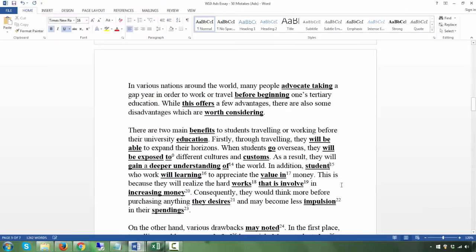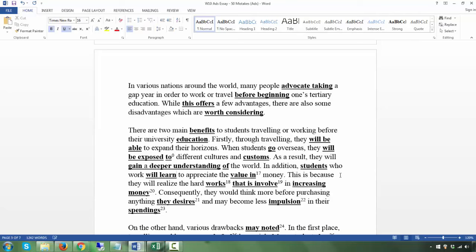The word "in addition, students" is in general, not just one student. Okay, who work will, another modal mistake, will never. The second thing I always mention about modals is that it will come with another verb, and that main verb is always going to be in base form, not ing, not ed, not s, not to plus base, just base. Okay, so no ing. Learn to appreciate the value. Another collocation mistake: value of, not value in. Value of something, a prepositional mistake.